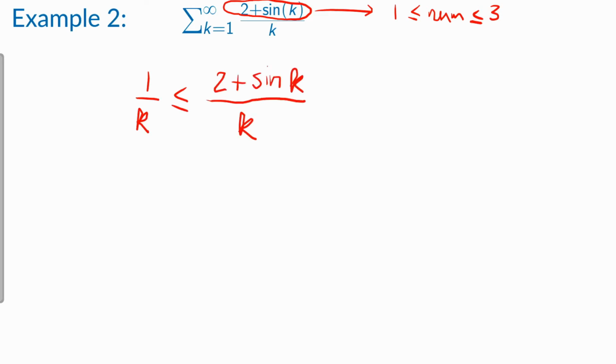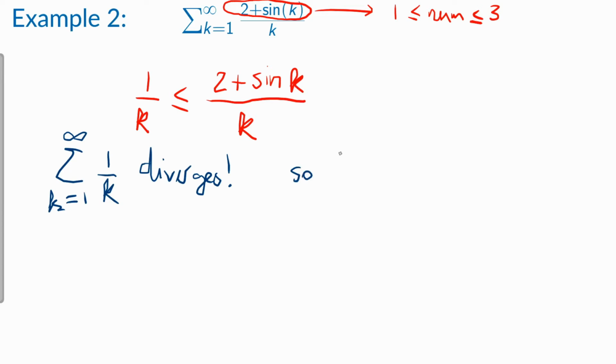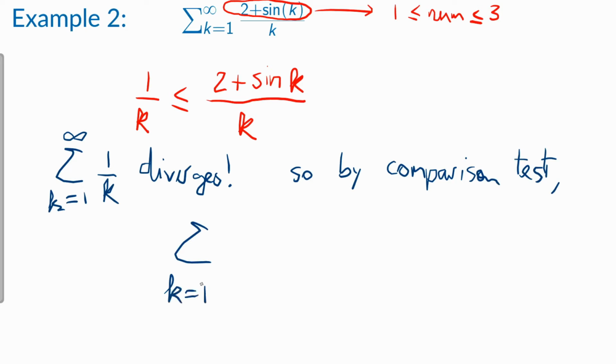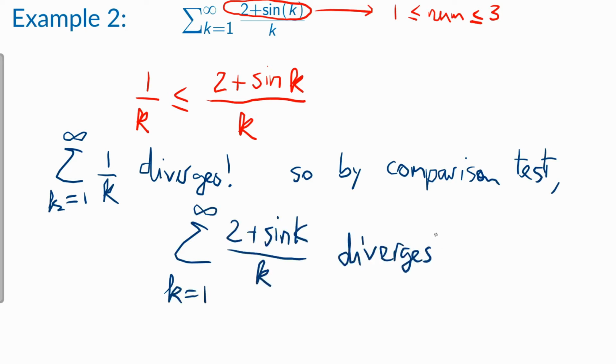But we know already that the series 1 over k diverges. So by the comparison test, our series is bigger than something that diverges. That means that our series itself diverges. So that series diverges.